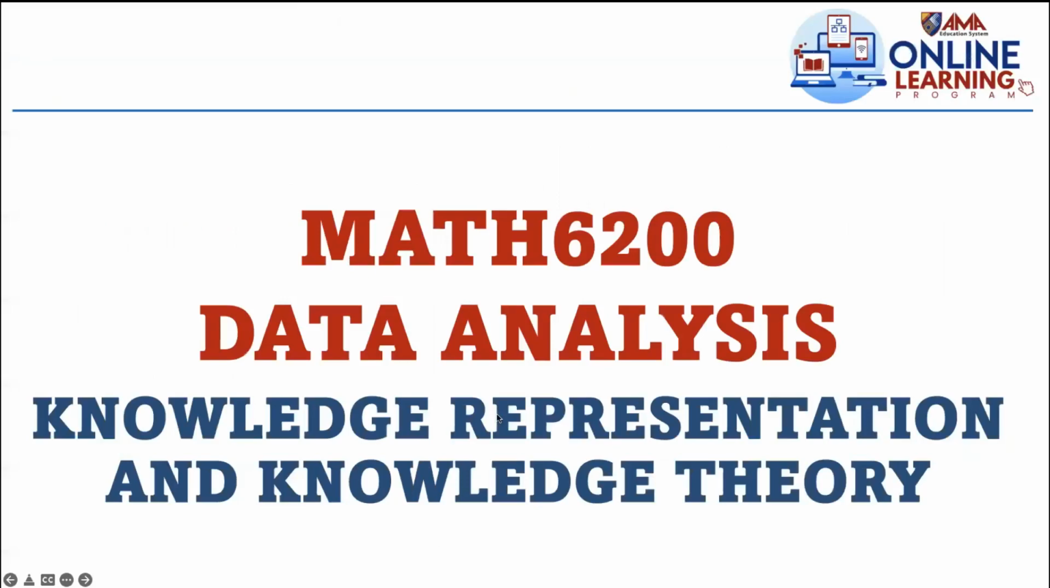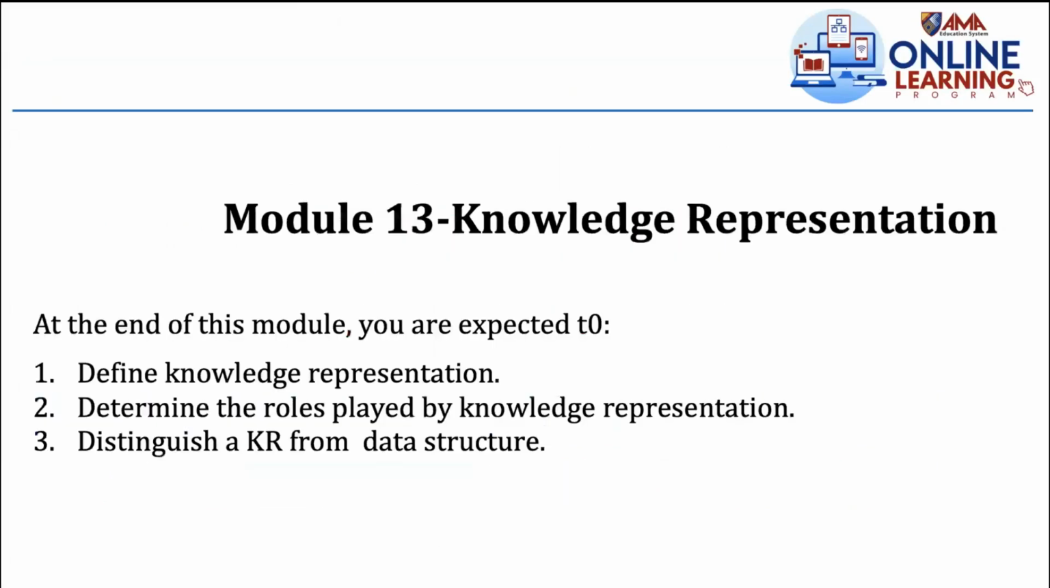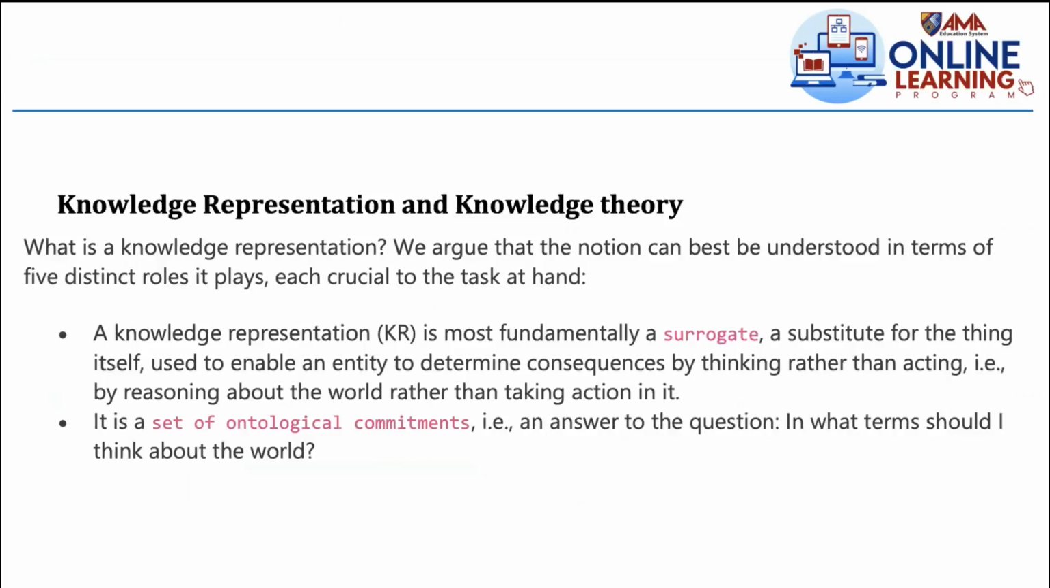We'll not discuss what we already discussed; we'll just pass through it. We're done with the first one, the role. So we're here now: a set of ontological commitments that is an answer to the question, in what terms should I think about the world? In other words, remember these ontological commitments have to do with those techniques. In what terms should I think about the world?